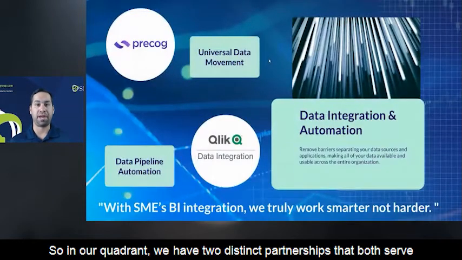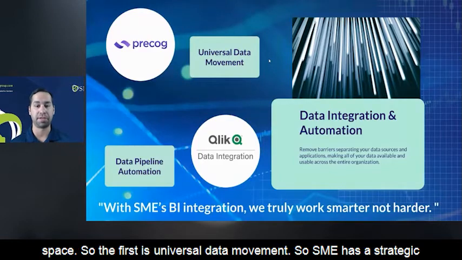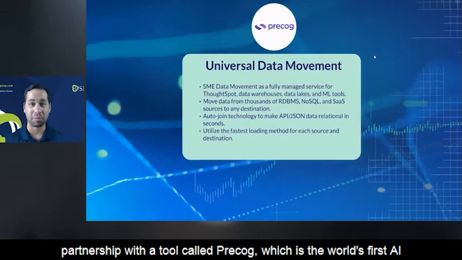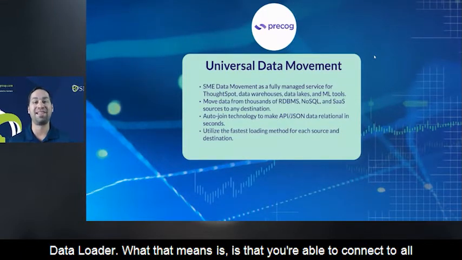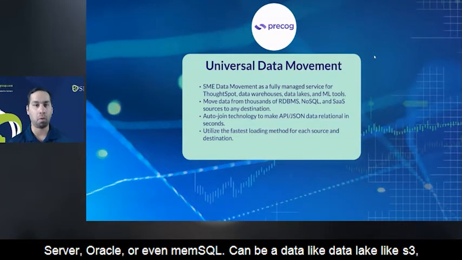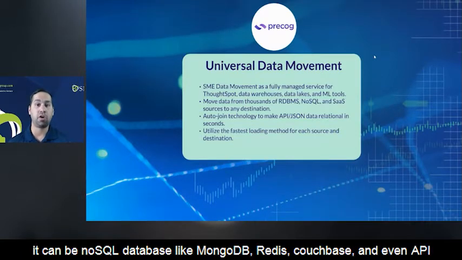In our quadrant, we have two distinct partnerships that serve two different use cases within the data integration and automation space. The first is universal data movement. SME has a strategic partnership with a tool called Precog, which is the world's first AI data loader. That means you're able to connect to all of your different source systems. It could be a database like SQL Server, Oracle, or even MemSQL. It can be a data lake like S3. It can be a NoSQL database like MongoDB, Redis, Couchbase, and even API sources.